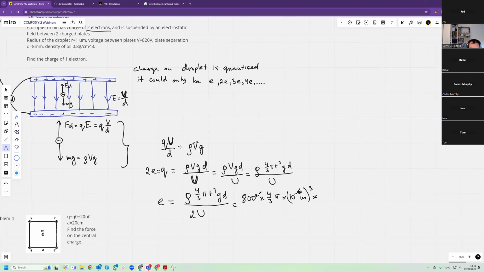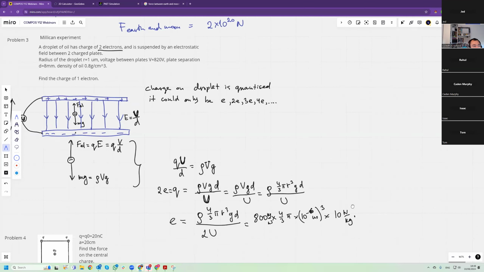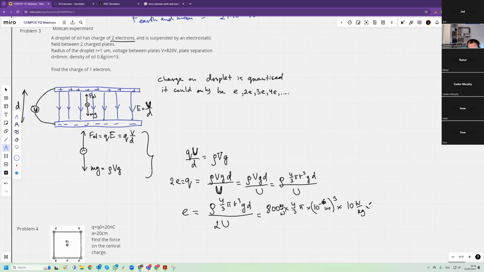Multiplied by, this is kilograms per cubic meter, multiplied by g, so 10 newtons per kilogram. Multiplied by the distance between the plates, 8 millimeters, so 0.008 meters. Divided by 2 multiplied by 820 volts. Okay, cubic meters cancel, kilograms cancel. So newtons meters.